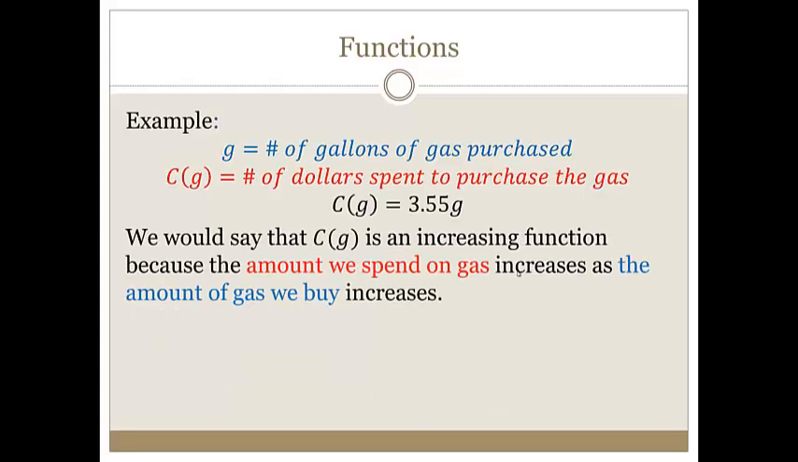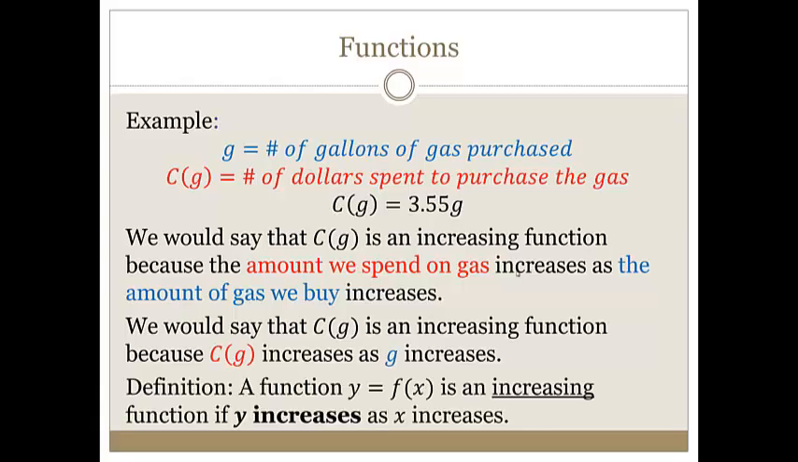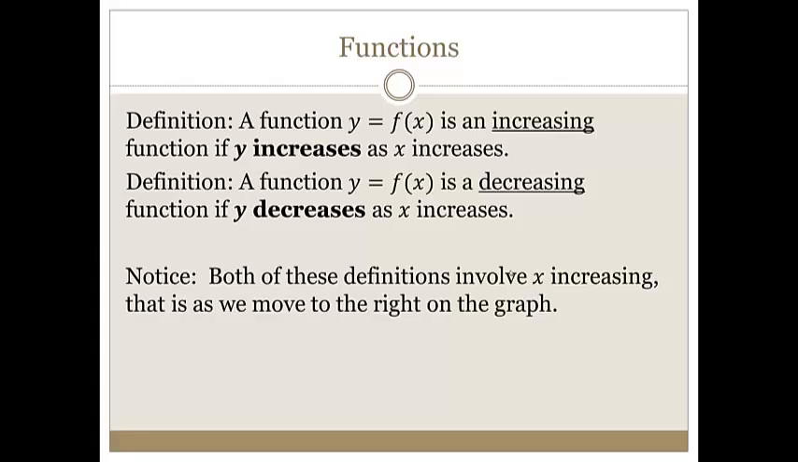We would say that c of g is an increasing function because the amount we spend on gas increases as the amount of gas we buy increases. In other words, c of g is an increasing function because c of g increases as g increases. We use this idea to define what it means for a function to be increasing. We say a function y equals f of x is an increasing function if y increases as x increases. Similarly, we say a function y equals f of x is a decreasing function if y decreases as x increases. Notice both of these definitions involve x increasing. That is, as we move to the right on the graph.